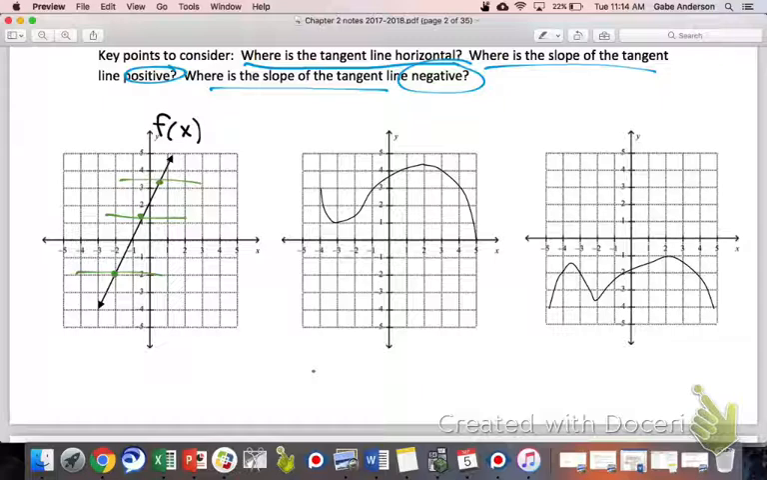I don't either. I don't see any horizontal tangent lines anywhere. So that means that f prime is never 0. That make sense? Let's review.